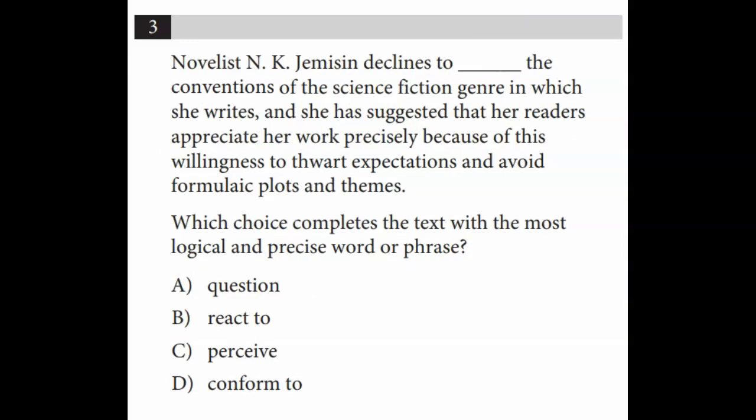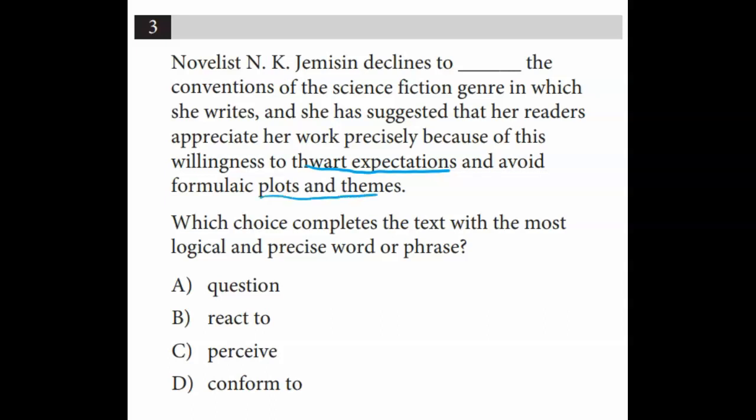Number three, which choice completes the text with the most logical, precise word or phrase? So let's read it. Novelist N.K. Jemisin declines to blank the conventions of the science fiction genre in which she writes. She has suggested that her readers appreciate her work precisely because of this willingness. All right, this is our hint to thwart expectations. So this is what she's doing, and avoid formulaic plots and themes.